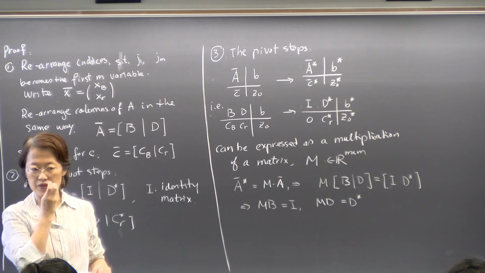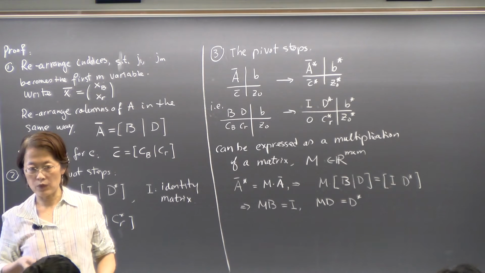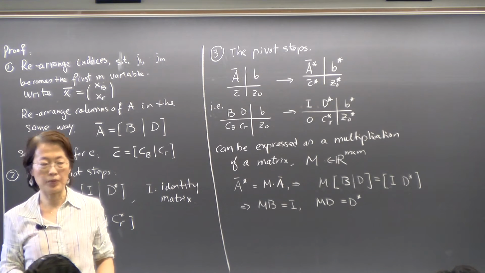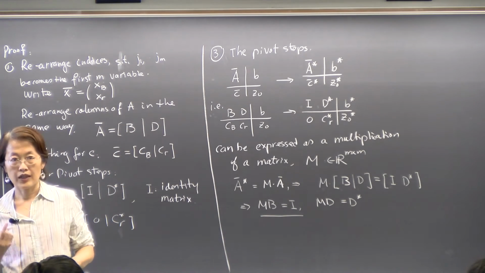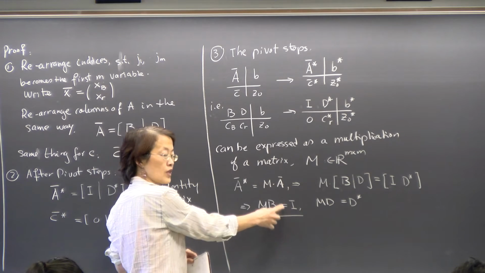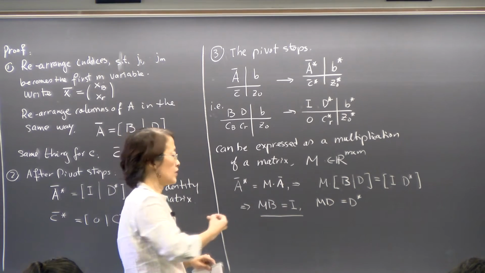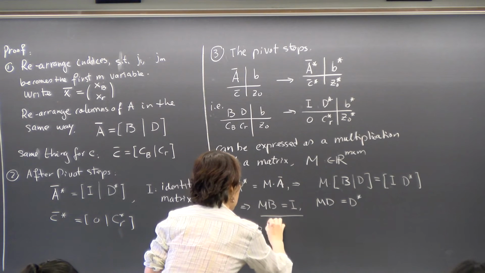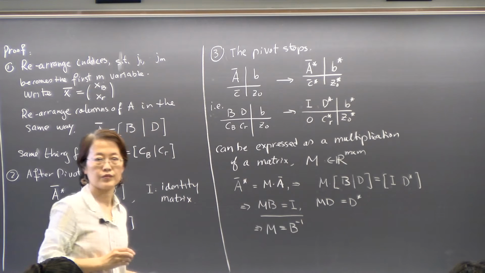Is that right? I have this identity here. Now I need to find this permutation matrix M. What is it that I actually multiply? So with this relation, can we nail down the M? What multiplied by a matrix gives you identity? The inverse. Is that right? So M must be B inverse.